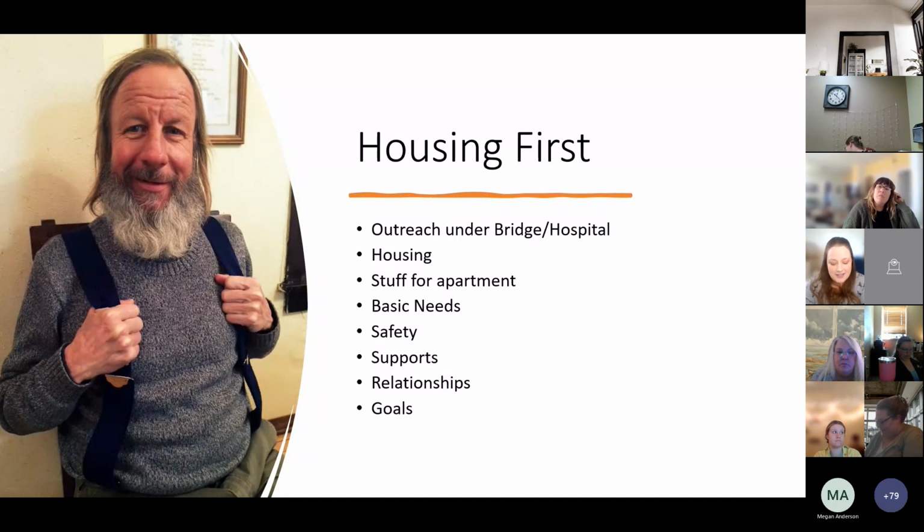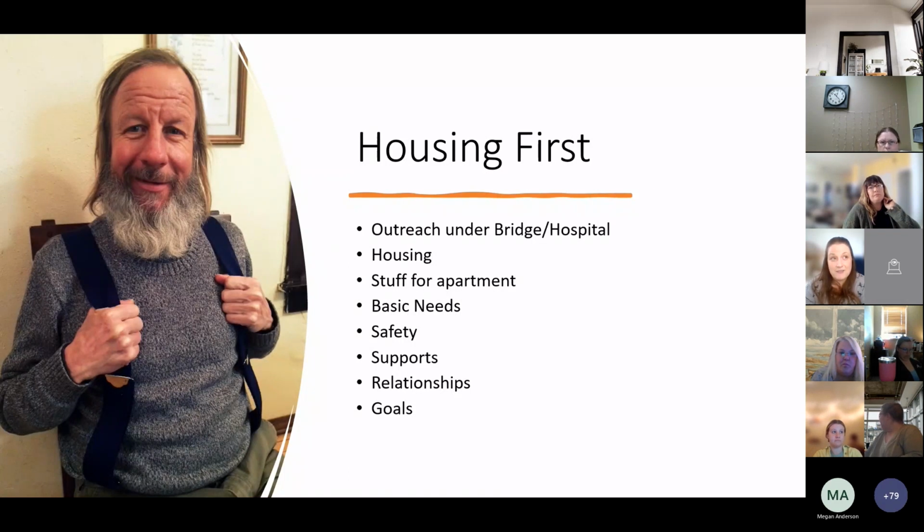One day that we had an apartment showing, that afternoon he had finally gone to the doctor to address some of the health issues he'd been facing, and they did some tests and found out that he had liver cancer. So he immediately left the shelter, went back to the street, and said, screw this, I don't want to do this.